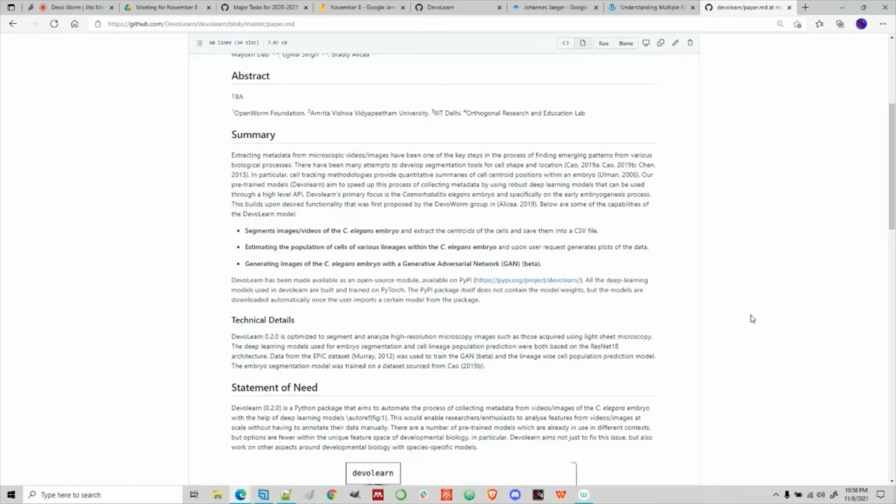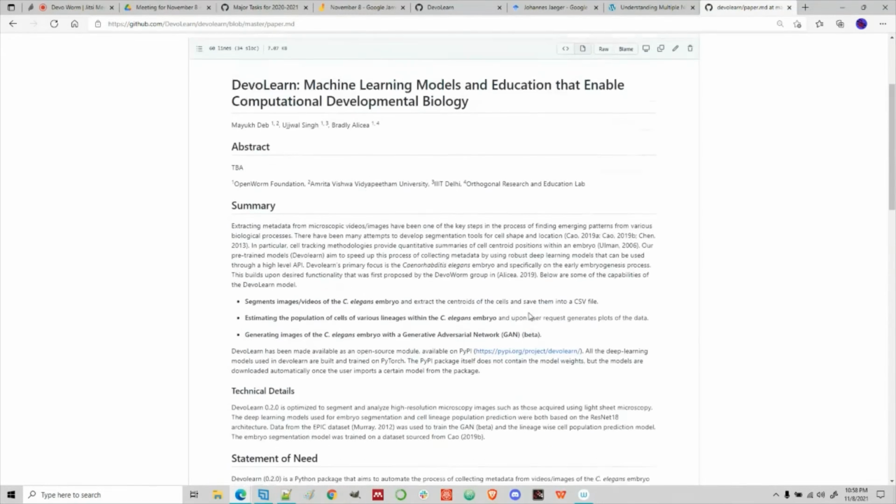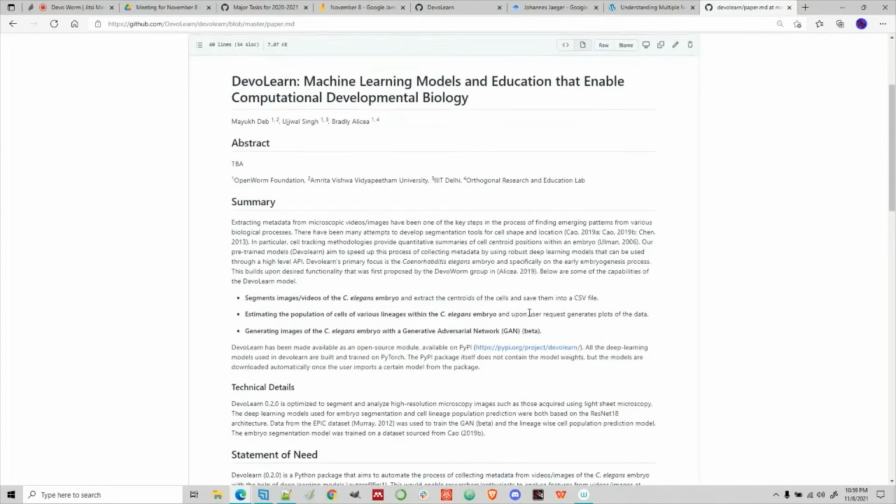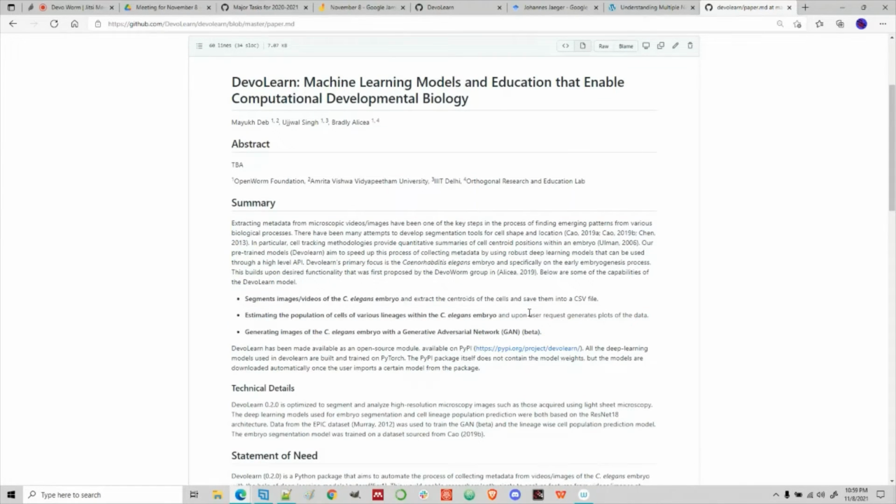And so we wrote this paper up, and this is the state of the paper now. I think it's in pretty decent shape in terms of organization. It just needs to be longer. So this is Mayuk, Ujwal, and myself.